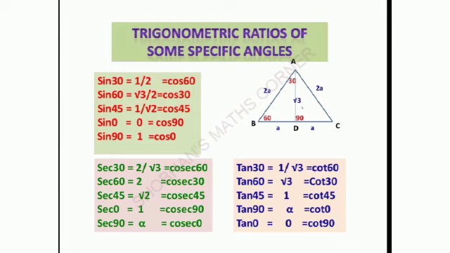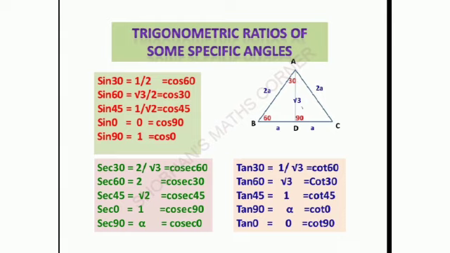If you come to the tan, from the triangle you can see tan 30 is equal to opposite by adjacent, that is 1 by root 3. Cot 60 is also adjacent side by opposite, that is 1 by root 3. Tan 30 is equal to cot 60, both are 1 by root 3 only. If you take tan 60 from the figure, that is root 3, and cot 30 is also root 3 only. Now tan 45 and cot 45 are both equal to 1 only.